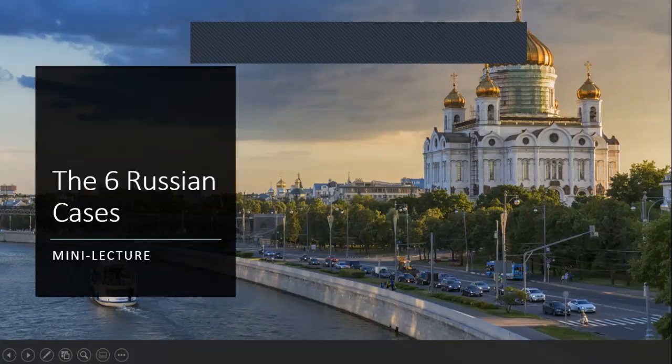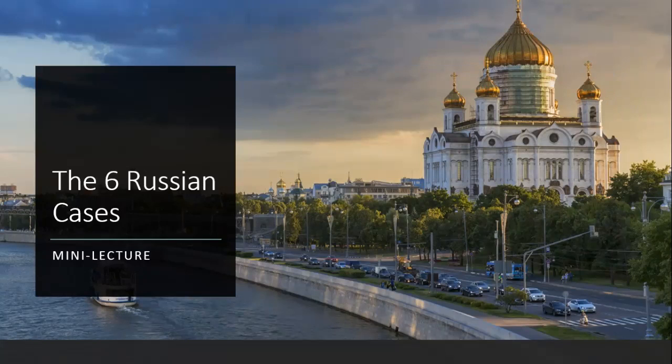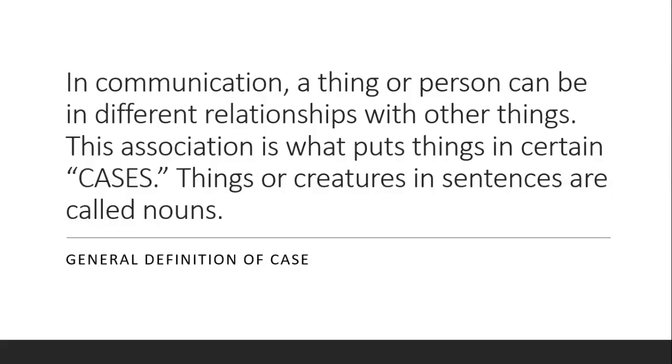So this lecture is about cases, a very important concept in Russian grammar, because according to the so-called case, words get different endings, and in Russian there are many endings. So let's go. In a communication situation, you're talking to someone or you're writing something, a thing or a person can be in different relationships with the other things in the sentence or the speaking. This association is what puts things in a certain case.